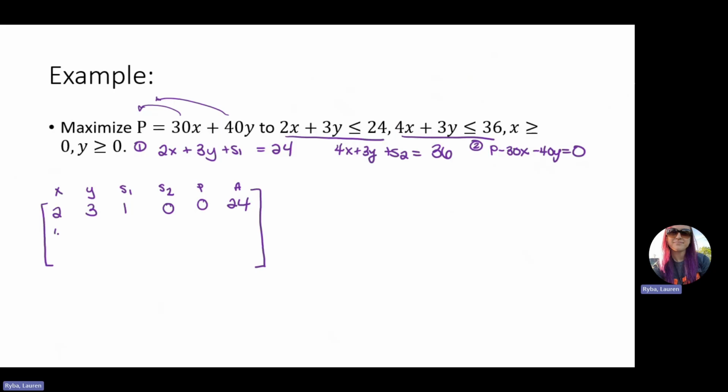Okay, second one, 4 for x, 3 for y, no s1, I have an s2, I do not have a p, and the answer is 36. Okay, this one is negative 30 in front of x, negative 40 in front of y, no s1, no s2, there is one p, answer of 0.